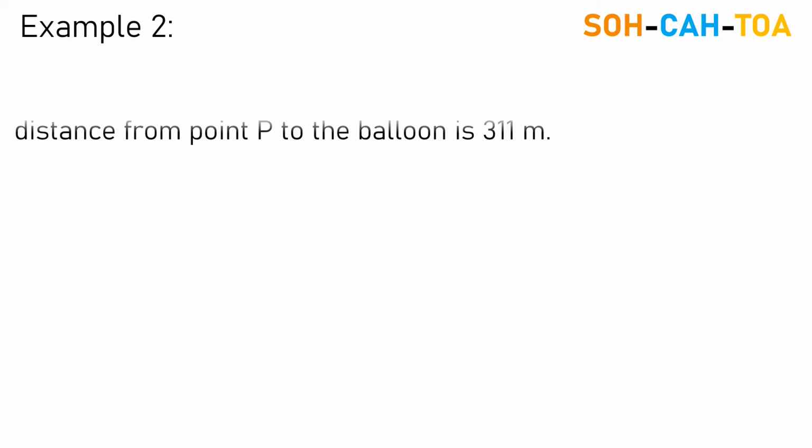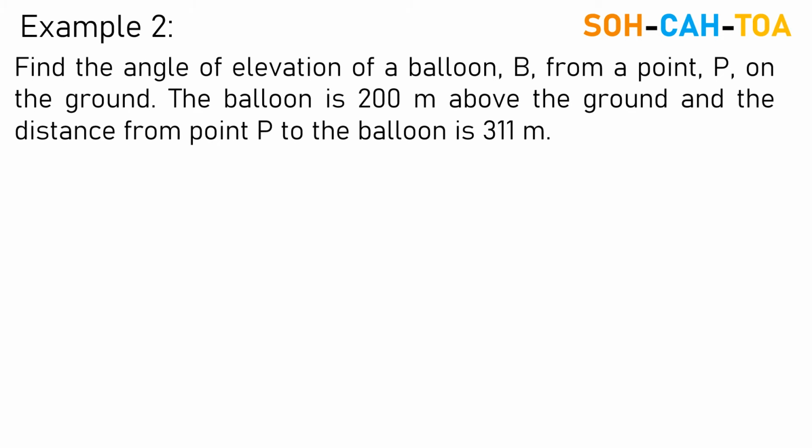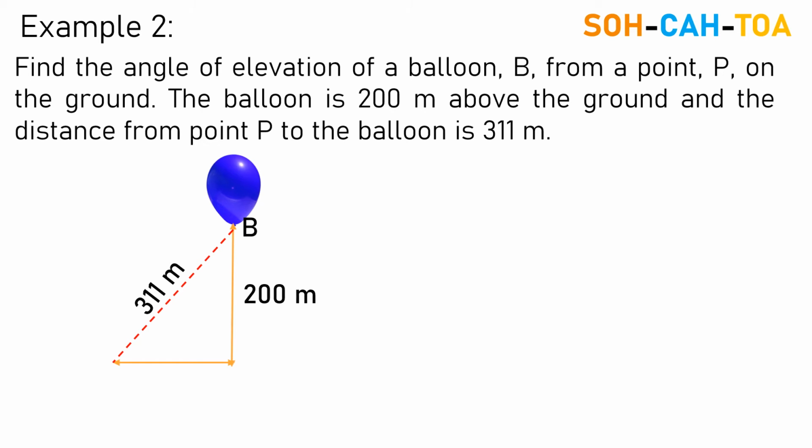Now let us have example number 2. Find the angle of elevation of a balloon B from a point P on the ground. The balloon is 200 meters above the ground and the distance from point P to the balloon is 311 meters. So first, we are going to illustrate the problem. So we are going to solve for the angle of elevation.